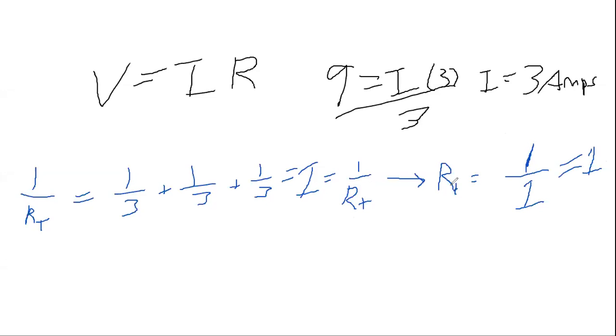So now the last part: we know the total resistance, which is 1 ohm, and we still know the voltage, which is 9. We can find the current across the entire circuit, or across the battery, and that's going to be 9 equals I times 1, and therefore the current across the whole thing is 9 amps. And that's a parallel circuit.